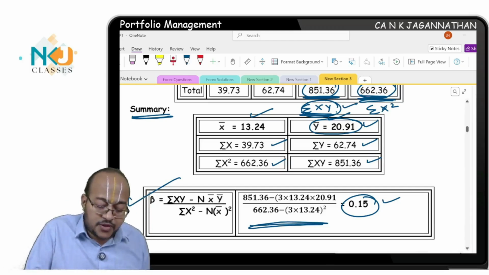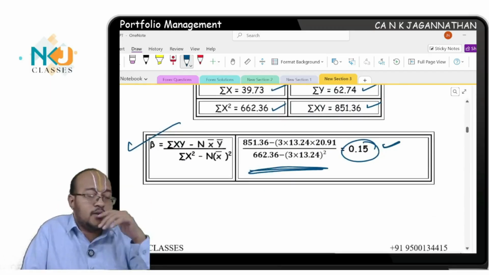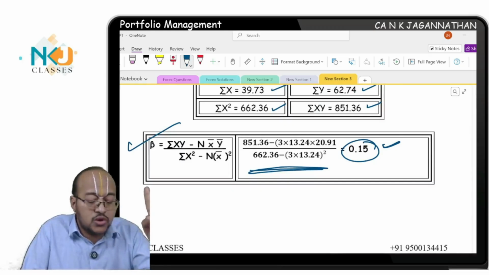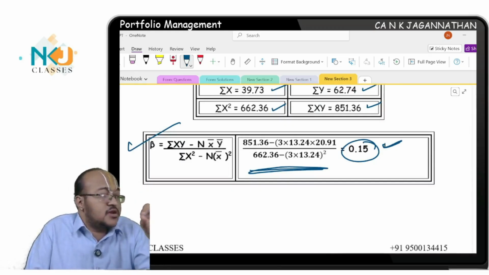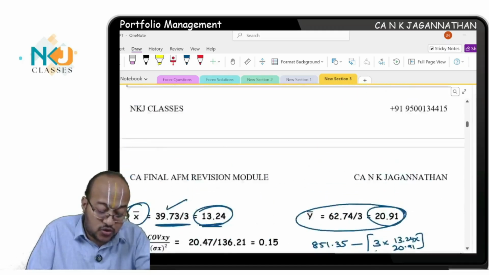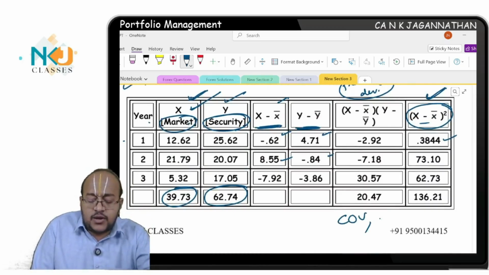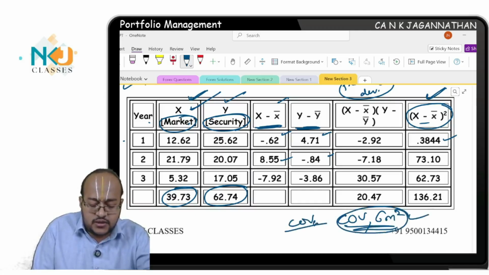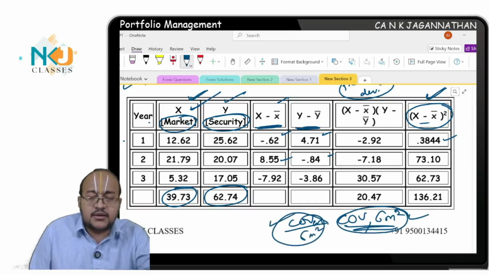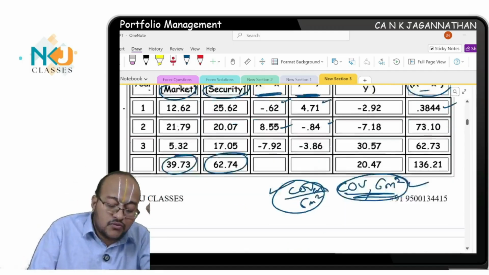Now this 0.15, if you remember, under the correlation method also you will get the same answer. This very same question can also be solved under the correlation method, no issues. Why? Because you have all this data, you can find the covariance, and you can find sigma m square. If you divide the covariance of S and M by sigma m square, you will get the beta value. The answer will be the same, 0.15.